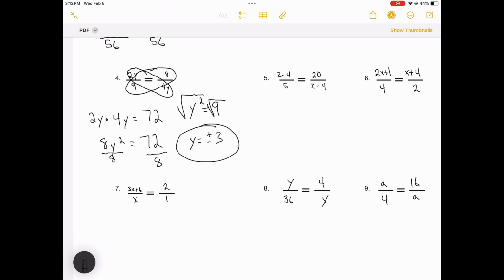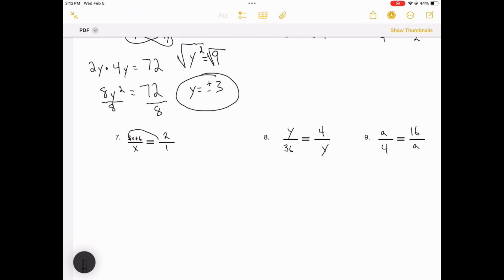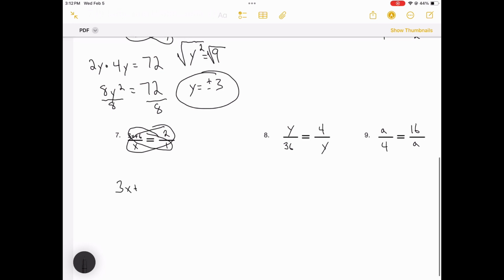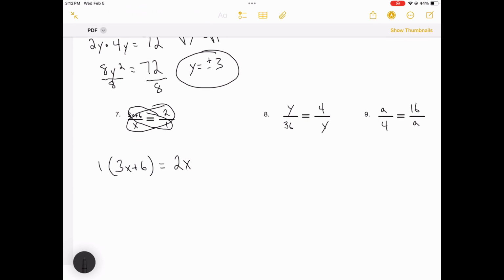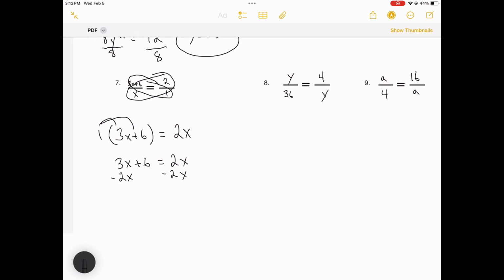All right, and number 7, finally. Again, you're going to do the butterfly method here. You're going to get 3x plus 6. You could put parentheses 1 if you wanted to. Equals 2x. Don't really need to put the 1 because when you distribute the 1 here, you're actually going to get the same thing. Next, you need to get your x's to one side, your numbers to the other. This way I think would be the easiest way to do it. Either way, it's 2 steps. This way is just you don't have to deal with a negative variable.